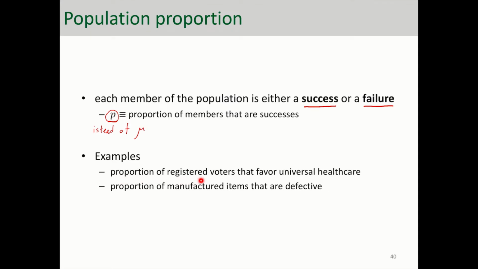Now, some of the examples: proportion of registered voters that favor universal health care. That is proportion, right? The test is not about average number of registered voters. Well, that could be a different test on mu, but this one is about proportion of registered voters. And you can see in this case, the whole population is divided into two categories of success or failure. You either favor universal health care or you do not favor, success, failure. Or proportion of manufactured items that are defective. Again, these items are either defective or not defective. And we're testing on proportion of them.